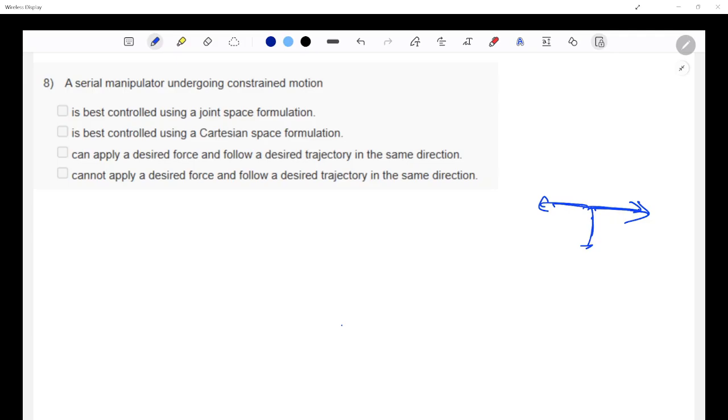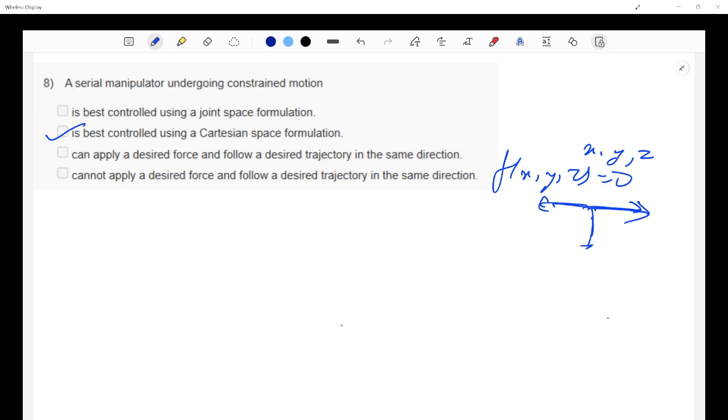Okay, so if we talk about joint space versus Cartesian space, the joint space control works with Q. Constraint becomes complicated, right? And it is hard to enforce and not practical. So we go with Cartesian space control. It works directly with XYZ. The constraint is simple, that f(x, y, z) has to be equal to 0, and it is much easier and much more natural. Okay, so is best controlled using a Cartesian space formulation is correct. Constraints are naturally defined in Cartesian space, so control should also be designed in Cartesian space.